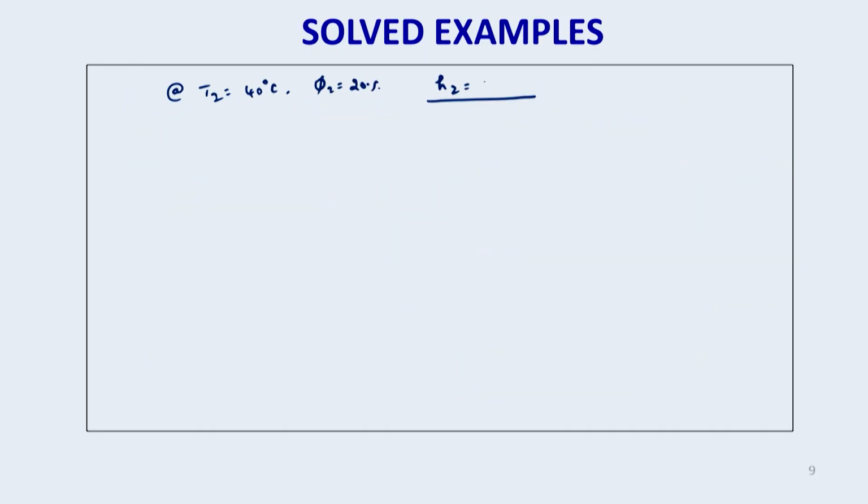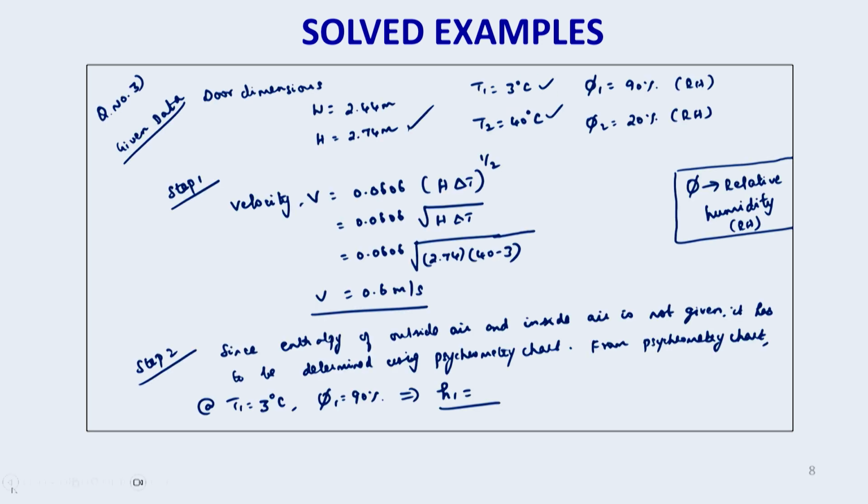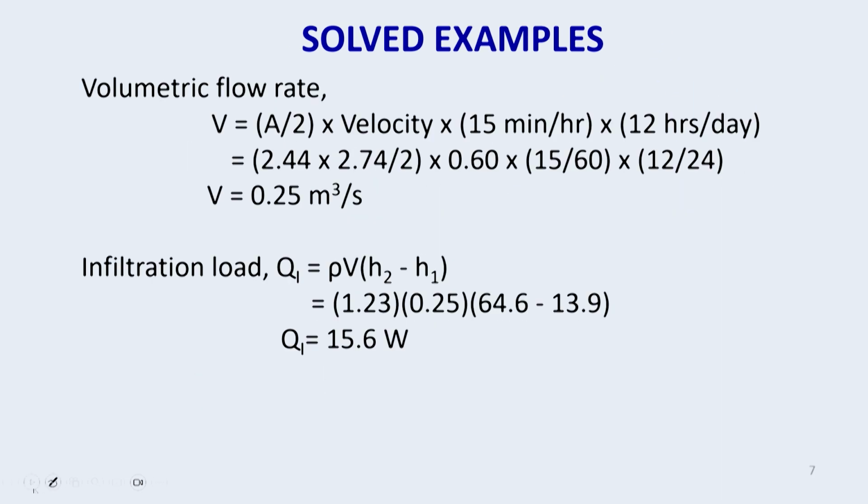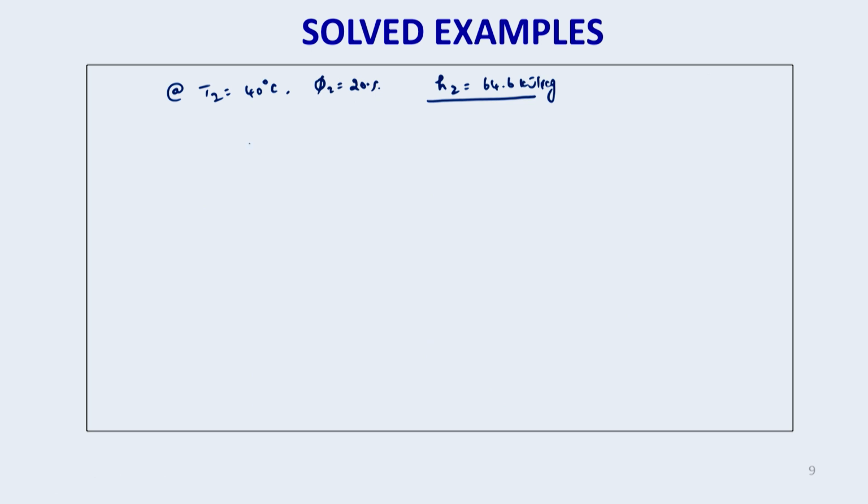So this is 64.6 kilojoule per kg, and this is 13.9 kilojoule per kg. So next we have to calculate the volumetric flow rate. I think that is step 3.